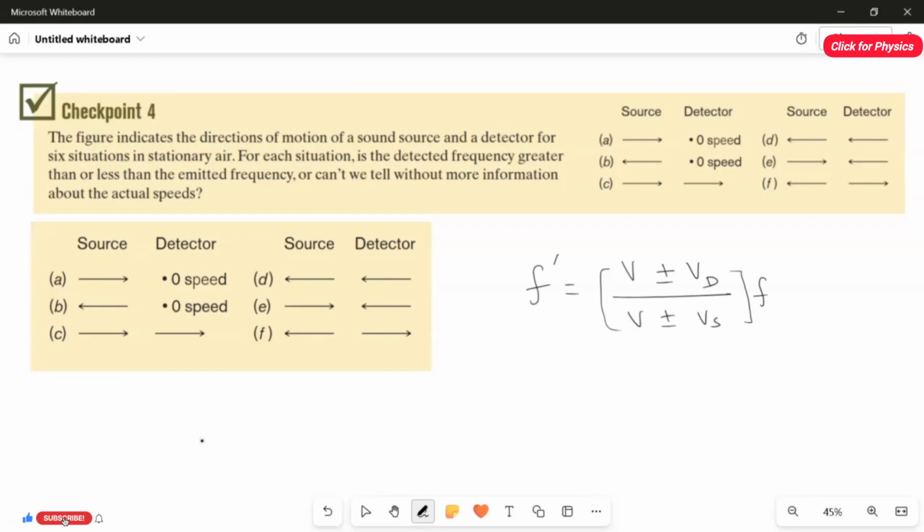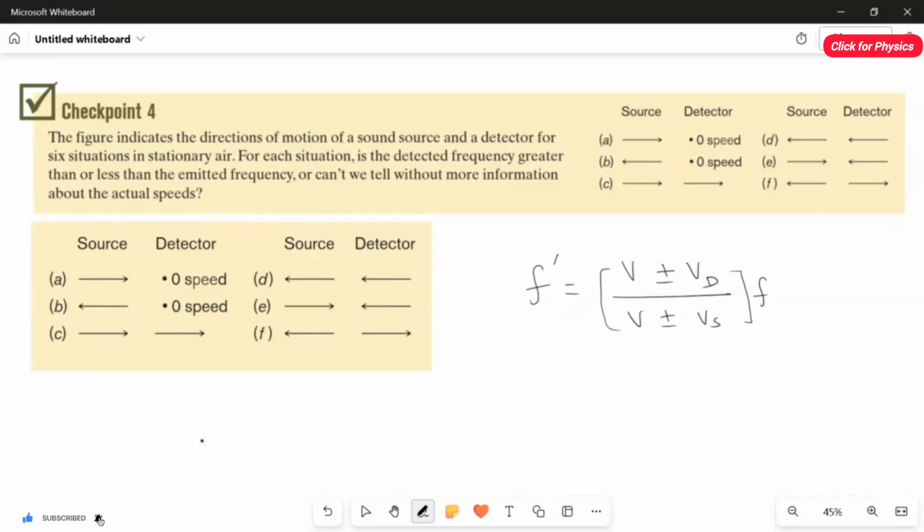By using the Doppler effect, we have to give the answer whether the detected frequency is greater or smaller. If there is no proper information, we have to answer that we can't tell without more information. Clear? Actually, we have 8 cases inside this general formula. I hope you studied them clearly in the theory. So let's see here.